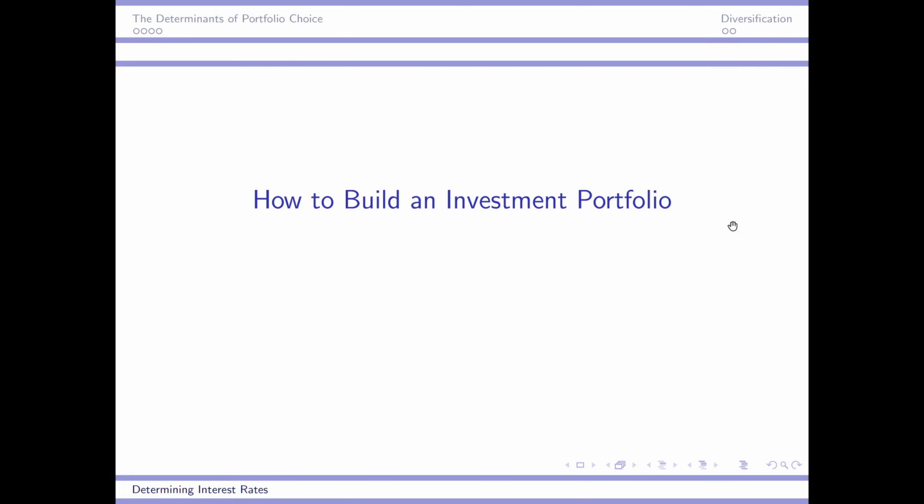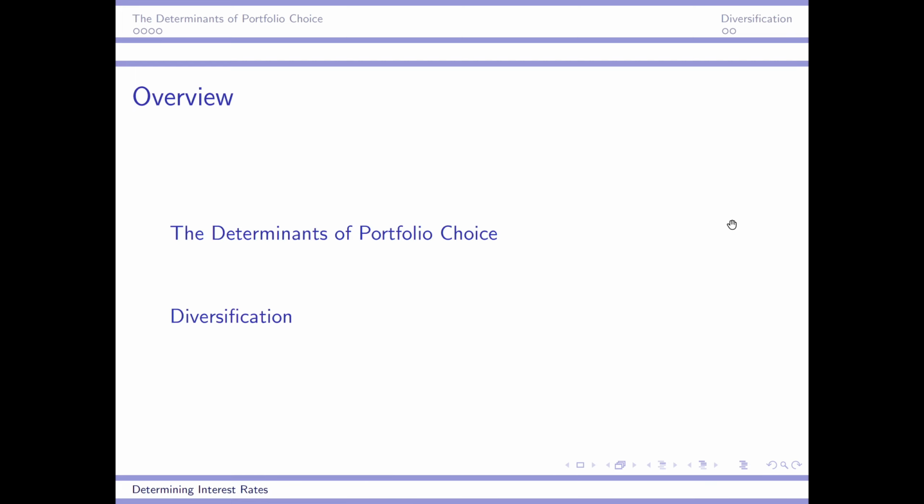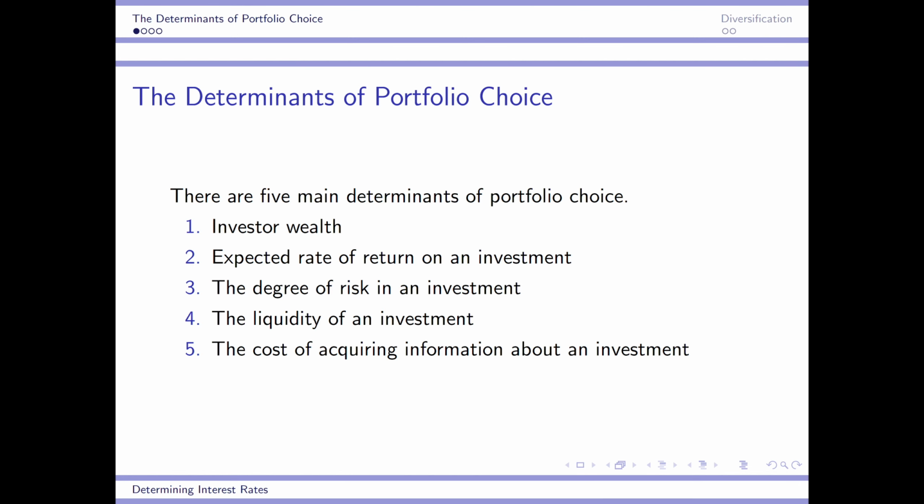Hey everybody, and welcome to the first video of Chapter 4. Now in this chapter, we're going to be talking about the determinants of interest rates and how they move. And to introduce the topic, we're going to talk about two topics. First is what determines how investors construct their portfolios, and then we're going to talk about the specific topic of portfolio diversification.